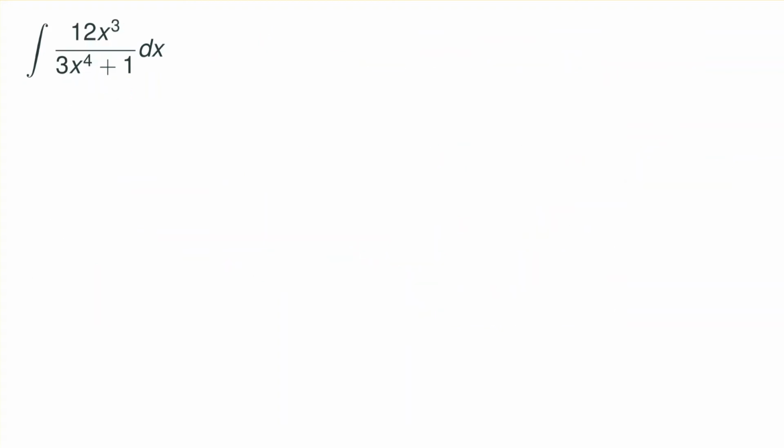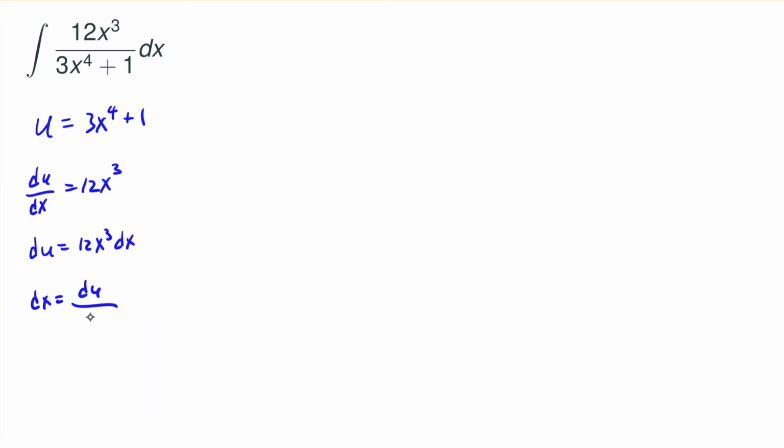Indefinite integral of 2x cubed over 3x to the 4th power plus 1 dx. So let u be 3x to the 4th plus 1. Then du, take the derivative of u with respect to x. We get 12x to the 3rd power. Then let's solve for dx. Well, du equals 12x cubed dx. Then dx is du over 12x cubed. So using this right here, we're going to substitute.